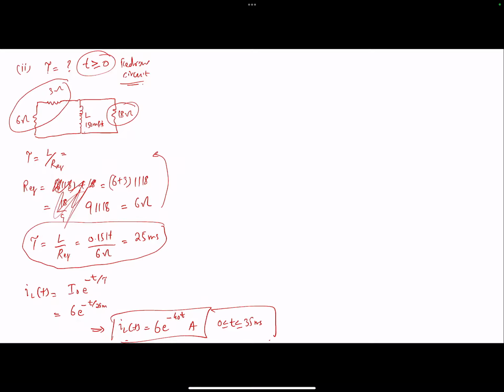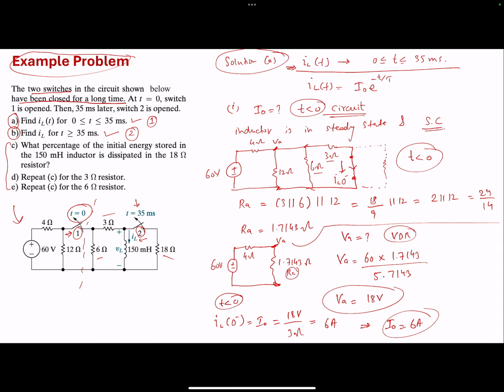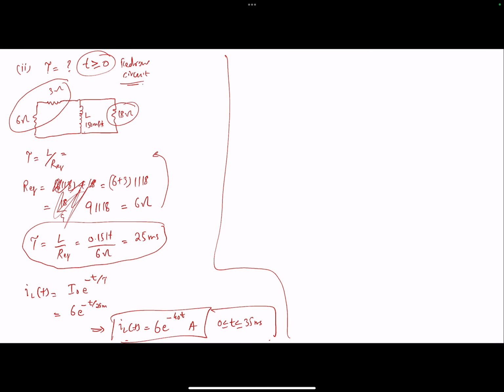Okay. So I ended up doing the first part of the circuit, right? So we ended up finding the value of the inductor current for 0 to 35 millisecond. Now let's solve this entire thing again for the second part, where I'm interested in finding the inductor current for t greater than or equal to 35 millisecond. Same drill. The very first thing I need to find is the initial current.